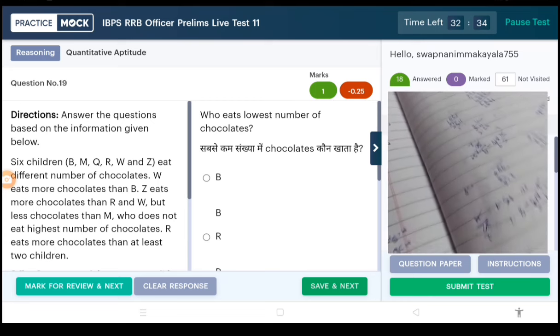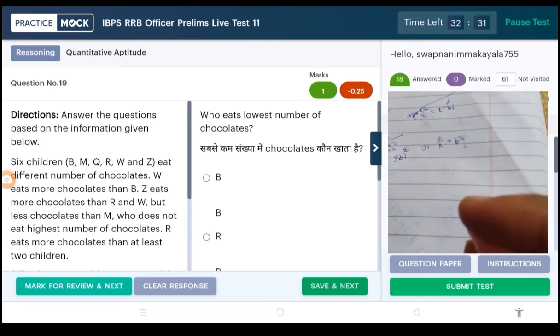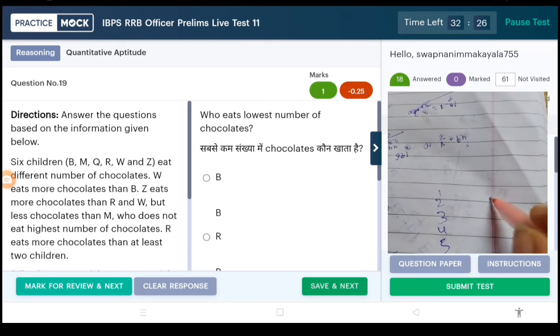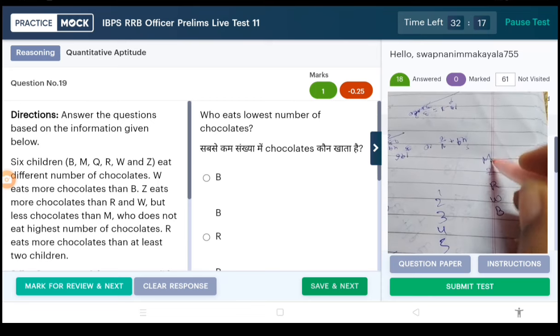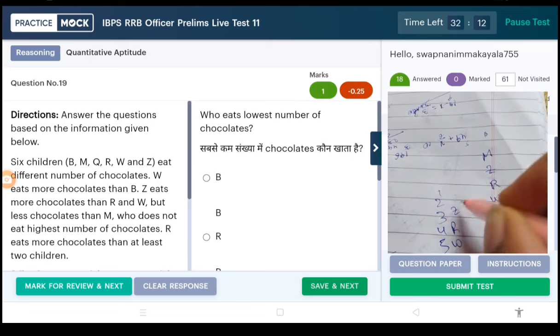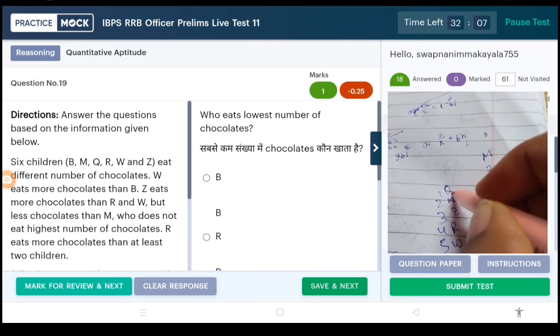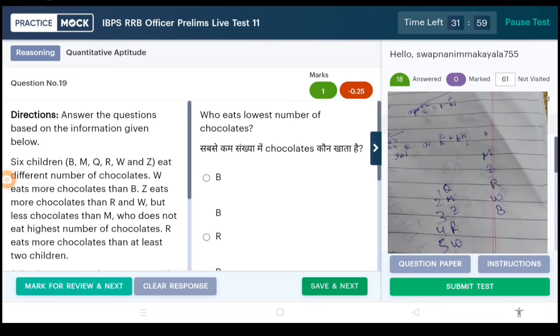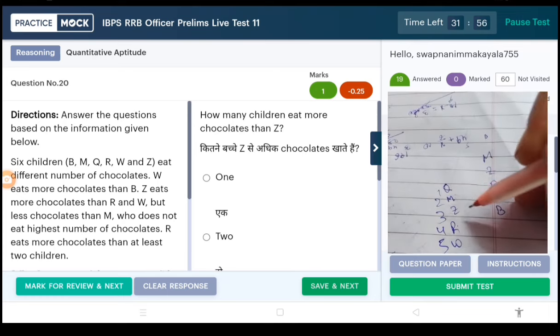Next 6 children, 8 different number of chocolates. W has more chocolates than B. Z has more chocolates than R and W but less chocolates than M. RWP or it more chocolates at least. Next lowest number of chocolates is B, 2 chocolates.